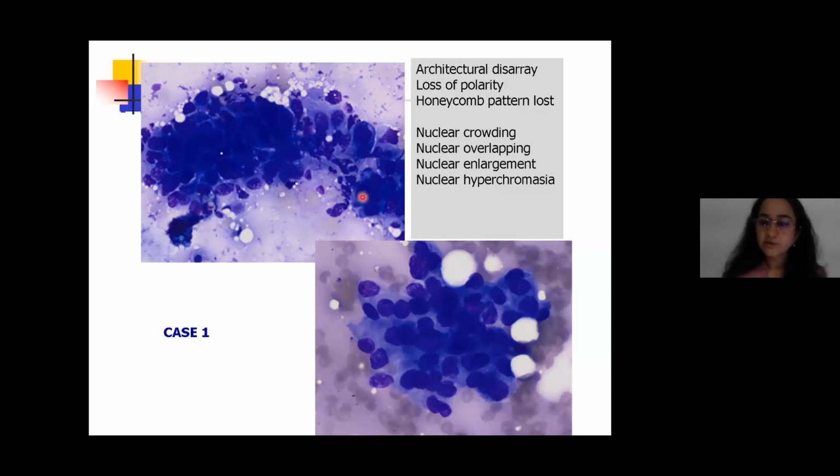The normal honeycomb pattern, as I showed earlier, is lost. The normal polarity is lost. The nuclei are actually climbing on top of each other. So there is nuclear overlapping, crowding. There is nuclear enlargement, as you can see here. There's variation in the size of the nuclei, and there is nuclear hyperchromasia. So it doesn't look like the usual ductal epithelium that I showed earlier.